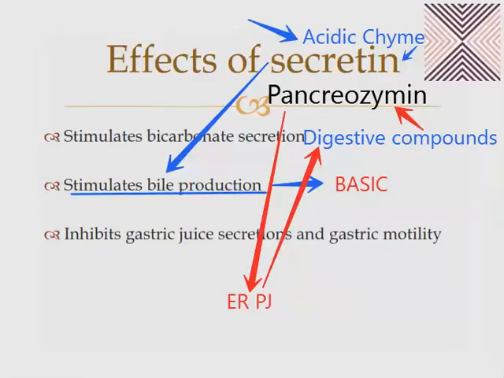Secretin is making the medium basic by stimulating the production of bile from the liver, as shown in the blue arrows. The pancreozymin is increasing the formation of the digestive enzymes, which are active only in the basic medium. So the first step is very, very important for the second step.